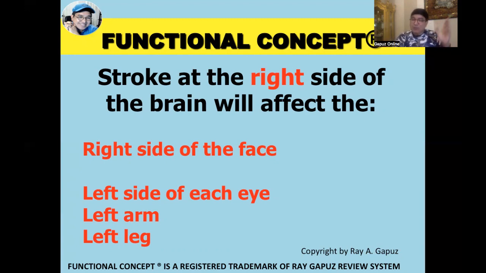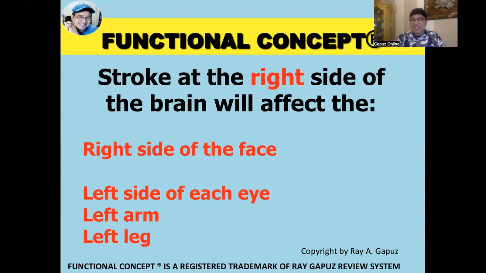Okay? So if you are asked what is an appropriate nursing diagnosis for a patient with a right side stroke, you could answer risk for left unilateral neglect. And if it is a left brain stroke, risk for right unilateral neglect. Depending on which side is affected, risk for unilateral neglect, left side, or risk for unilateral neglect, right side.